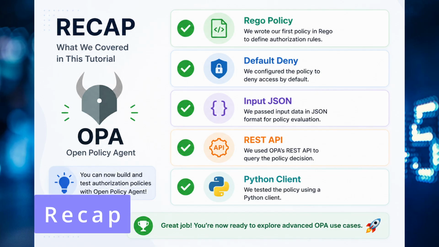Today, you have learned the basics of Open Policy Agent. We wrote our first Rego policy. We configured a default deny policy. We tested authorization using Python and PowerShell. In future videos, we'll explore more advanced features like RBAC, ABAC, JWT validation, Kubernetes admission control, and policy testing.